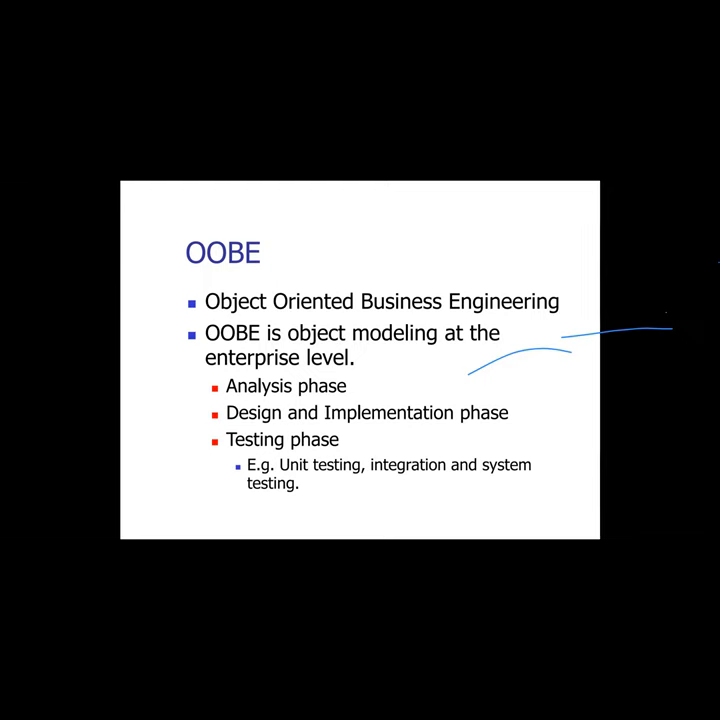So from a business perspective, we have to think about the project. That concept is discussed under object-oriented business engineering. Business means buying and selling. So if I am buying a product for 10,000, whether it is worth the 10,000 or not, the benefit, profit, those things are discussed under business engineering. So this OOBE is object modeling at the enterprise level. So it is called enterprise resource planning, ERP. Enterprise level is totally based on buying and selling, profit and benefit.